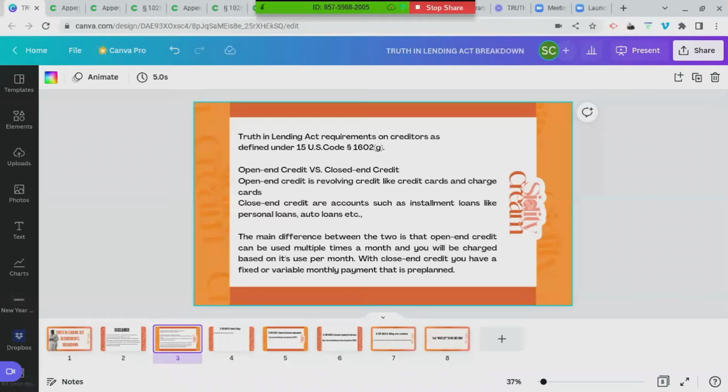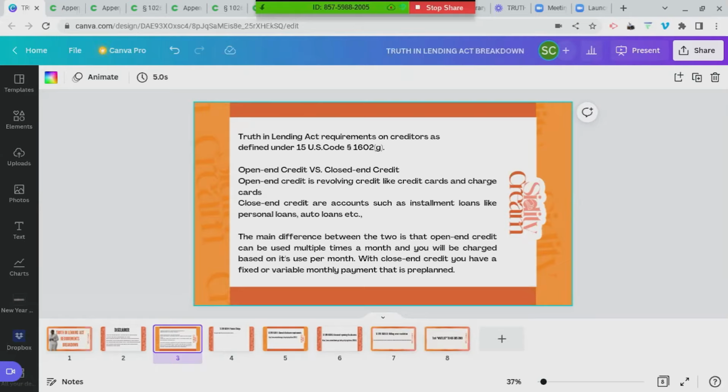So, let's get into it: open-end credit versus closed-end credit, right? Open-end credit is revolving credit like credit cards and charge cards. Closed-end credits are accounts such as installment loans, like personal loans, auto loans, payday loans, etc. So those are your closed-end credit accounts.